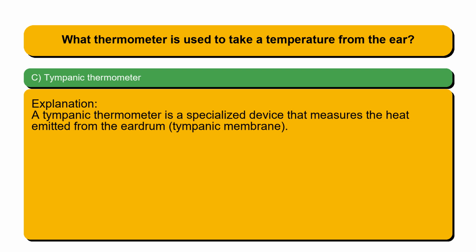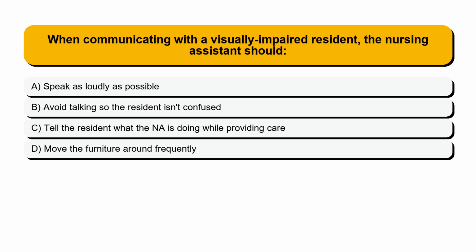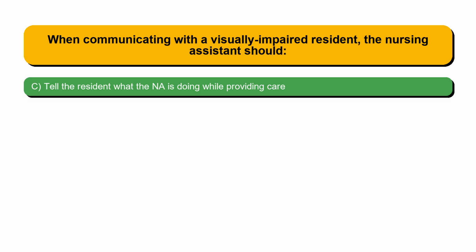A tympanic thermometer is a specialized device that measures the heat emitted from the eardrum, tympanic membrane. Question 96. When communicating with a visually impaired resident, the nursing assistant should Option A speak as loudly as possible. Option B avoid talking so the resident isn't confused. Option C tell the resident what the NNAAP is doing while providing care. Option D move the furniture around frequently. The correct answer is option C.